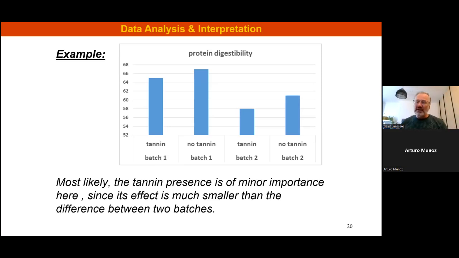So tannins do have an effect, but when you put it in the larger context, they're not the most important effect. And that's how you should interpret the data. Don't automatically think that what you're studying is the most important. That will be the strongest paper if you are modest about that.